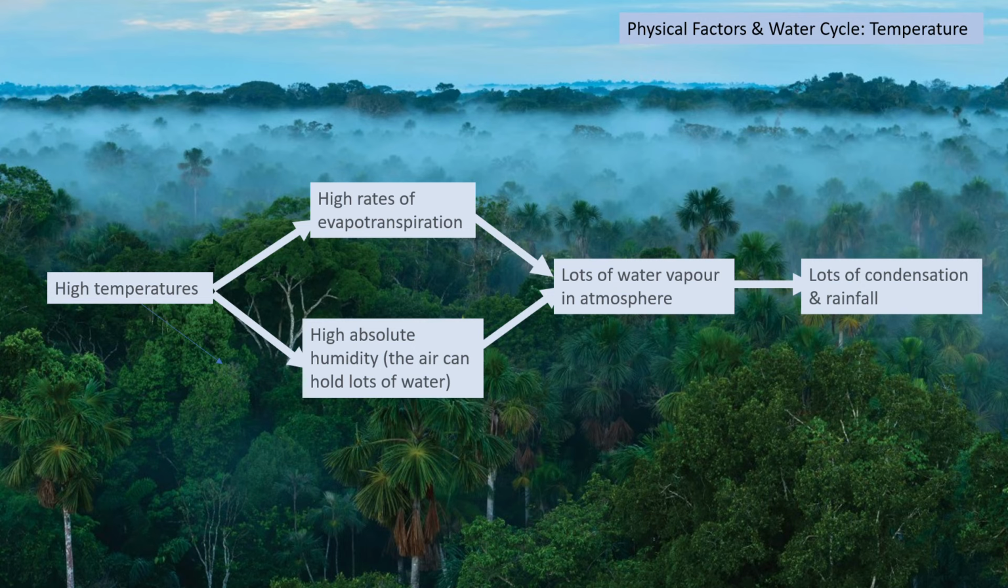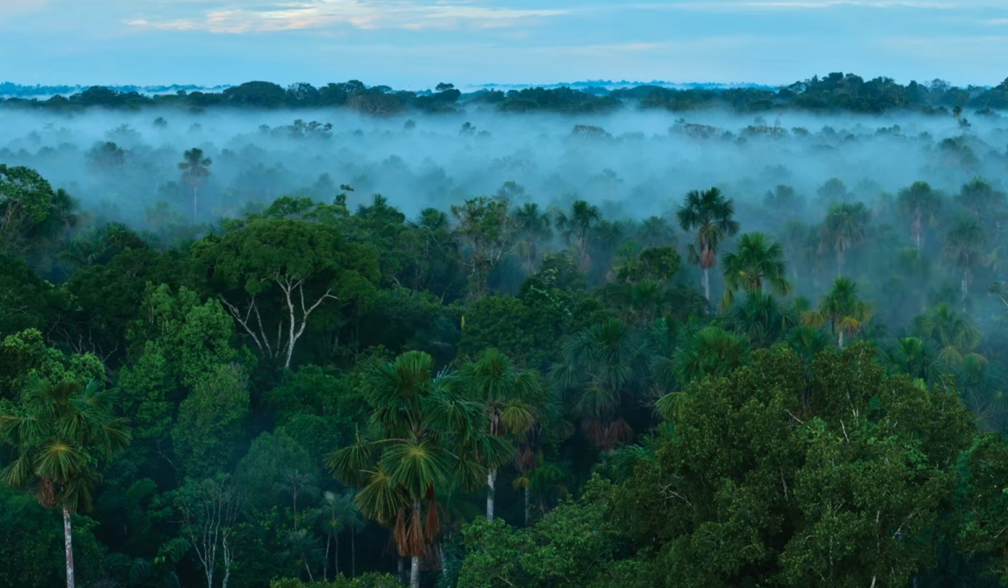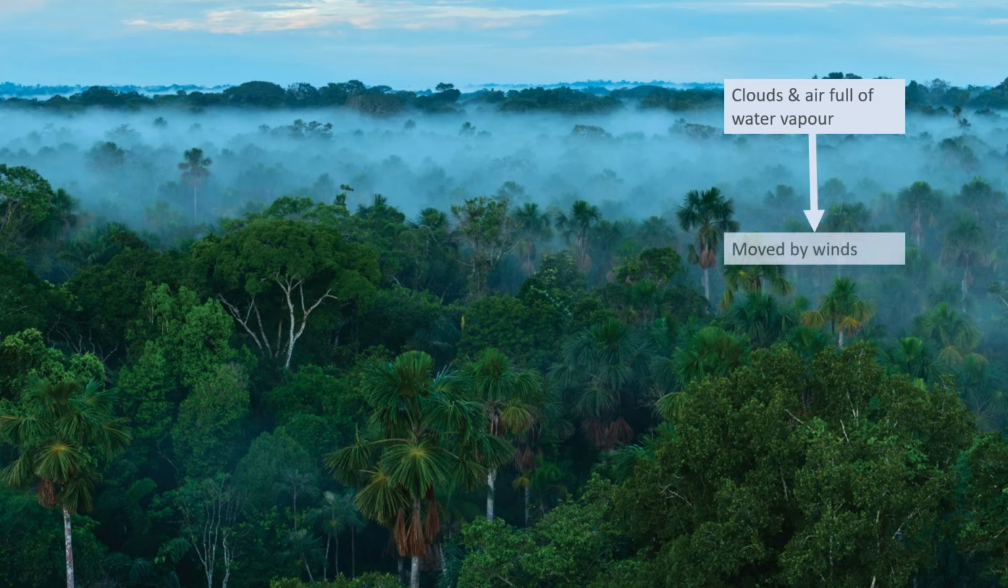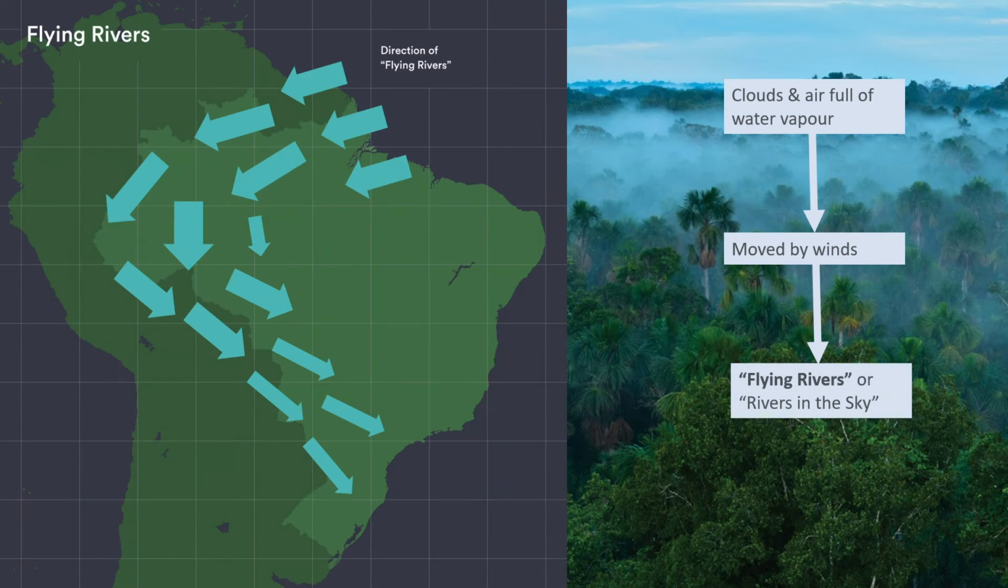This is really significant. We talked about how it cycles quickly, but when I get lots of clouds and air full of water vapor, this is not going to stay still. It's going to be moved around by winds. And when this is moved around by winds, we're getting transport of water between basins and between areas. A really significant thing in the Amazon rainforest is this thing called flying rivers. And we can see here that the wind patterns move moisture, and they move these clouds around the Amazon, spreading that water across different parts of South America.